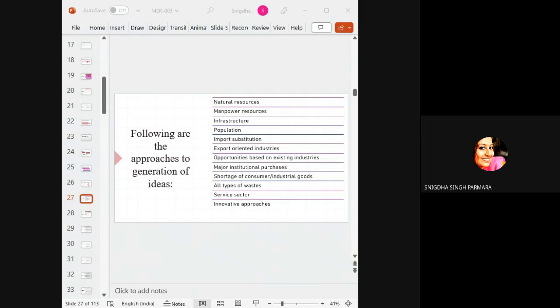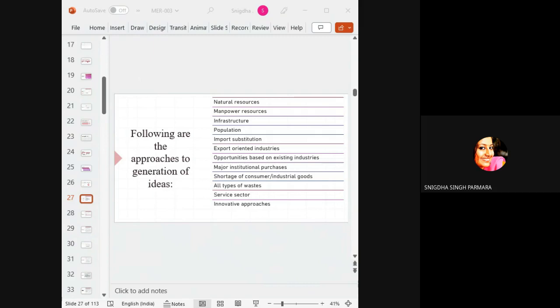Export oriented industries. If the nation is calling out to export oriented industries wherein there's a lot of facilities or assistance or subsidies being provided to them, then you can think of identifying such sectors and figuring out what are the ways in which you could contribute. You could set up an export oriented unit, EOU it is called, in short, in what sector, and you can export what good to which country.